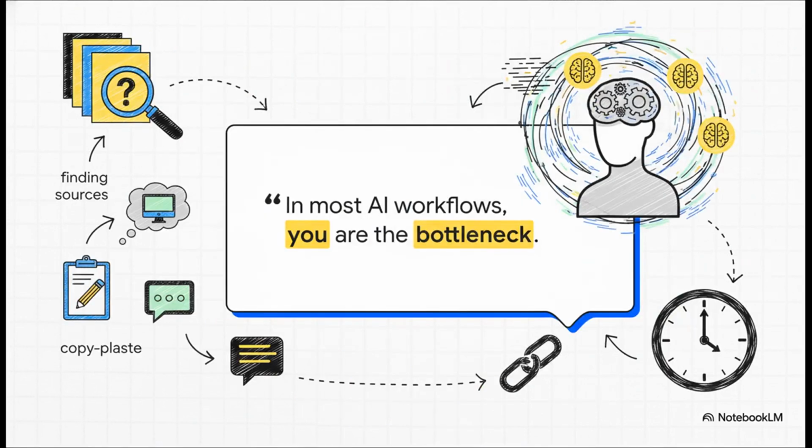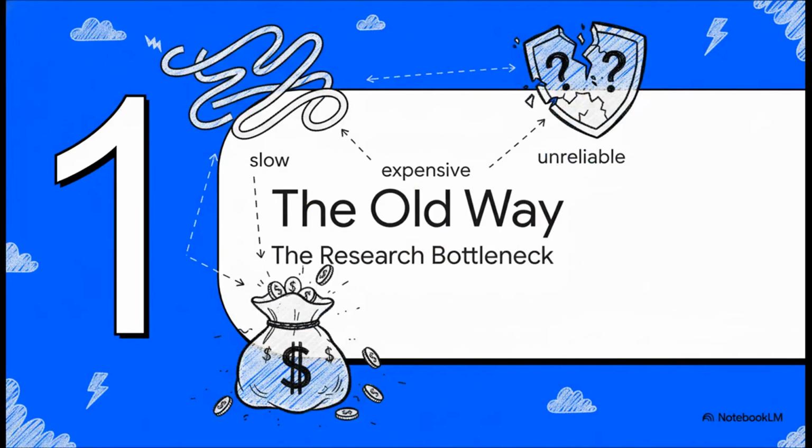Okay, so let's get right to the heart of the problem. Even with these amazing AI models we have today, we've all been there, right? Stuck in that loop of finding an article, copying the text, pasting it into a chat window, and just hoping the AI understands what you want. It's this endless copy-paste dance that makes us, the human, the slowest, most inefficient part of the whole system.